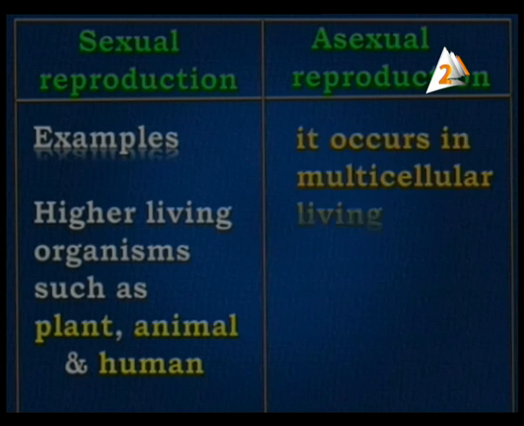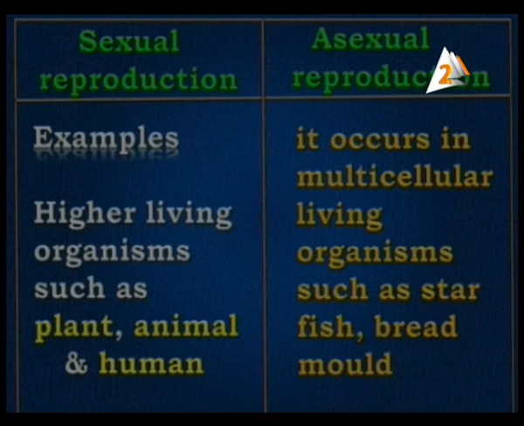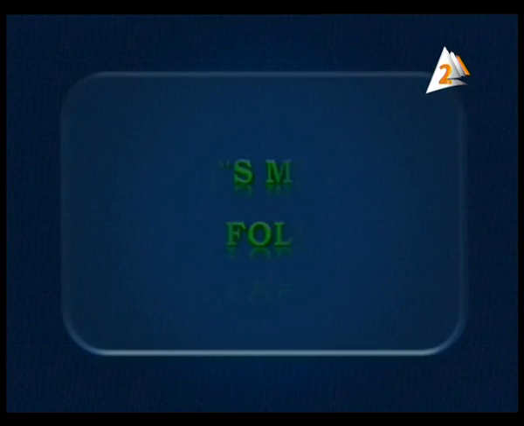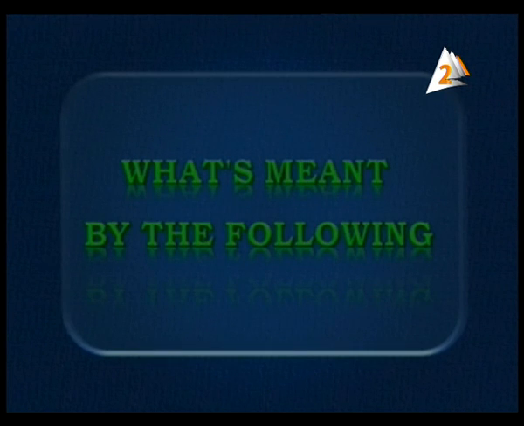What about the second table? Second one, tell me, asexual reproduction occurs in multicellular living organisms. This is especially for starfish and bread mold. Not all. We have also mushroom. It's good to say that. Now, the other question. What's meant by the following here?